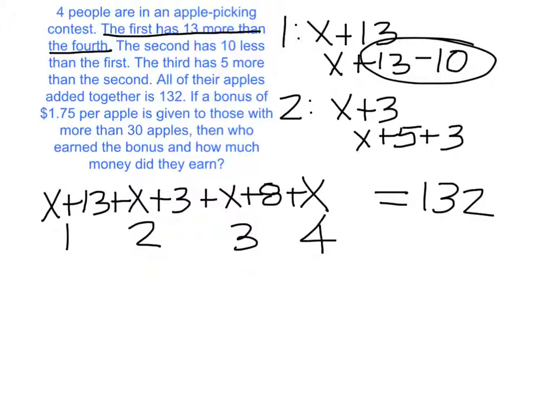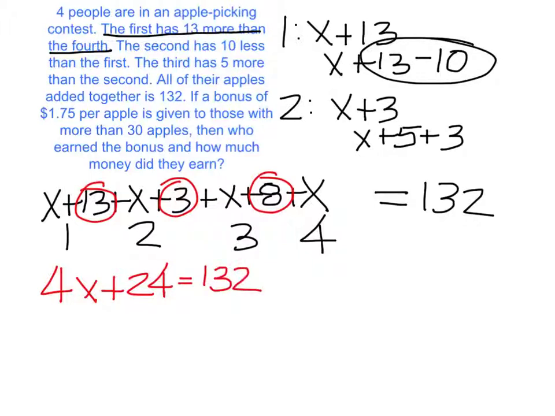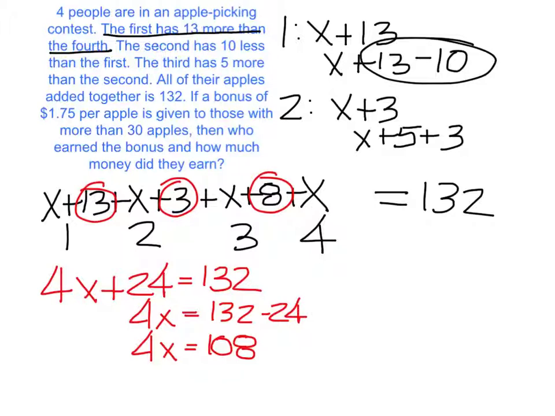How many X's are there? There are 4. What is 13 plus 3? 16 plus 8. 24. And I set this equal to 132. What do I do next? Right, take away 24 from the right side. What is 132 minus 24? 108. What do I do now? Divide by 4 and come up with what? 27. Okay, so we have 27.